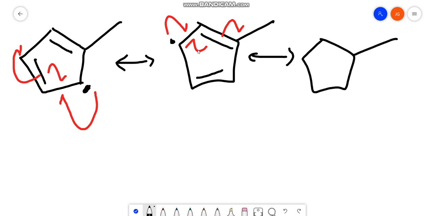Because now we're going to have a pi bond here. We're going to move the radical into this tertiary position up here, and then this pi bond is going to remain in place.